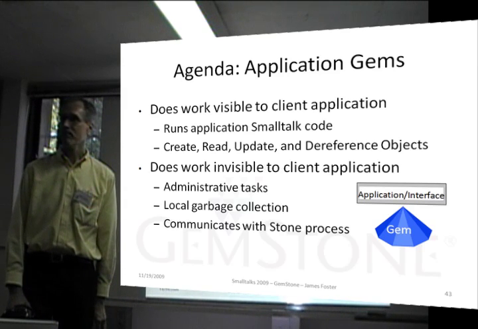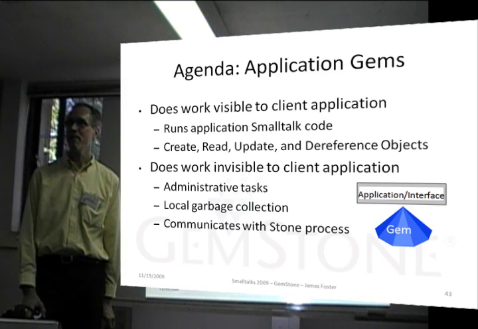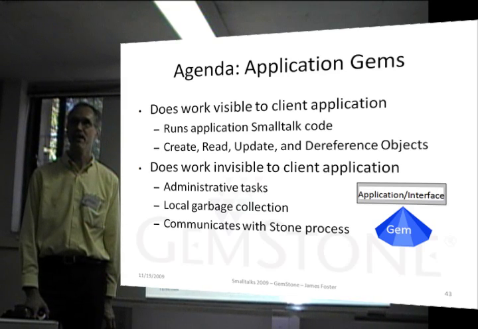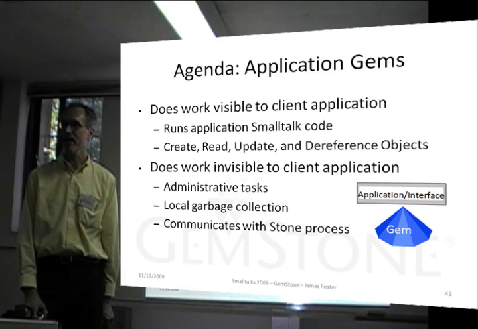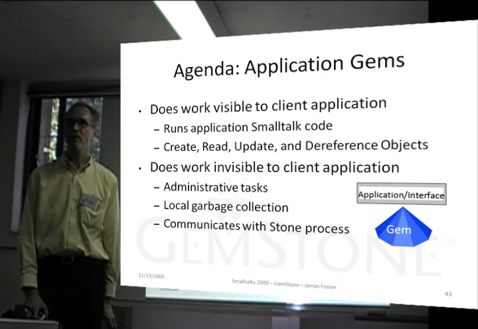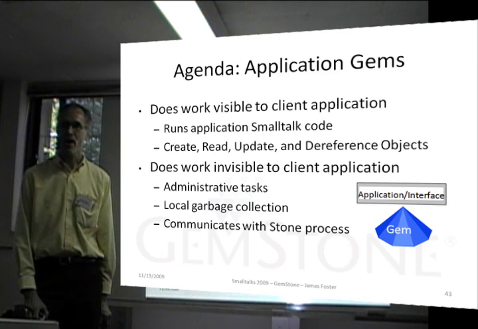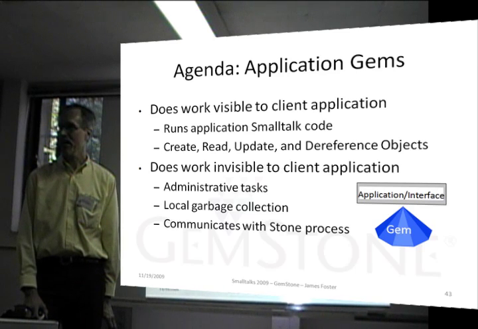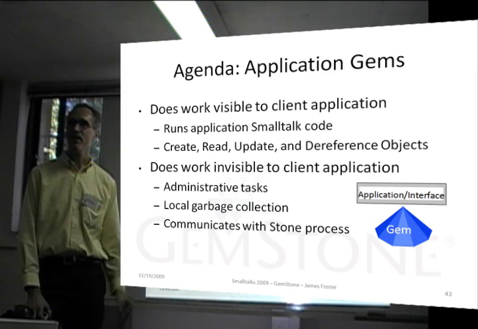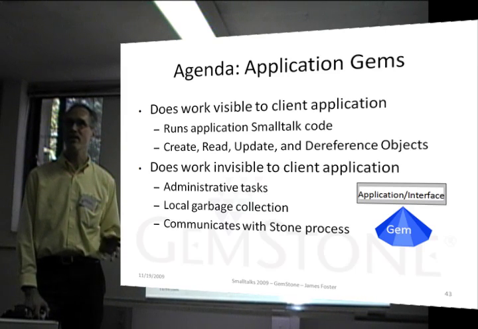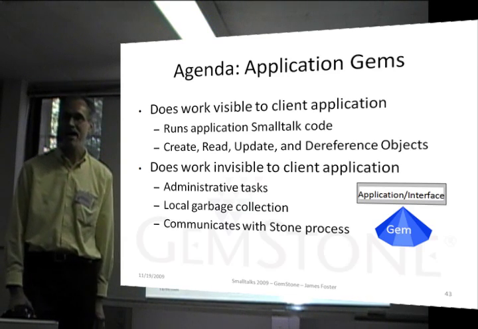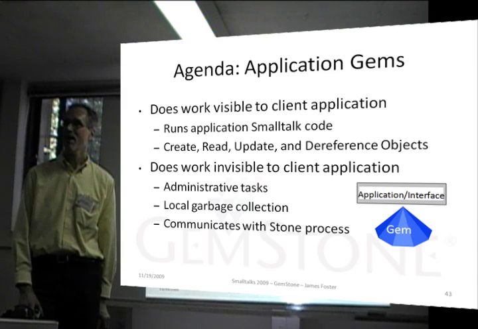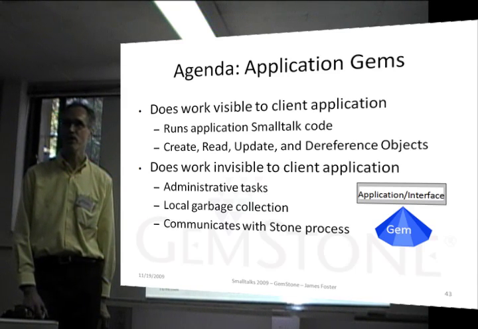Application gems. The application gem is the virtual machine that does the work that's visible to the client application. So for the most part, when you're using GemStone, you're interacting with an application gem. Now these other things are kind of background tasks to do performance, to keep the shared page cache clear, to deal with certain performance issues.